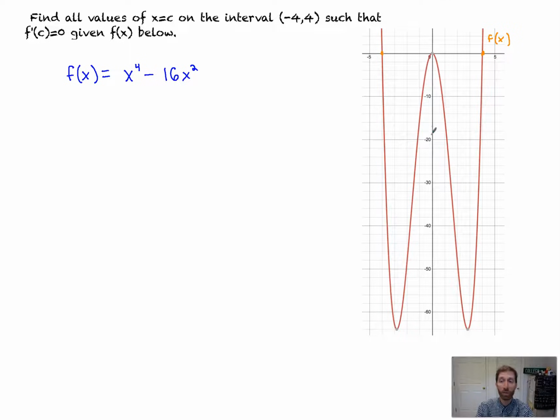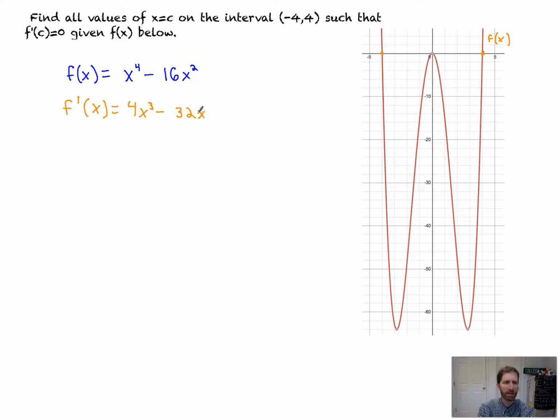From the graph, we see there's 1, 2, 3 places. So we'll do this one out mathematically. Pretend the graph's not there for a second. We're going to take the derivative, because we're asked what are the x values where the derivative is 0. So that's going to be 4x cubed minus 32x.